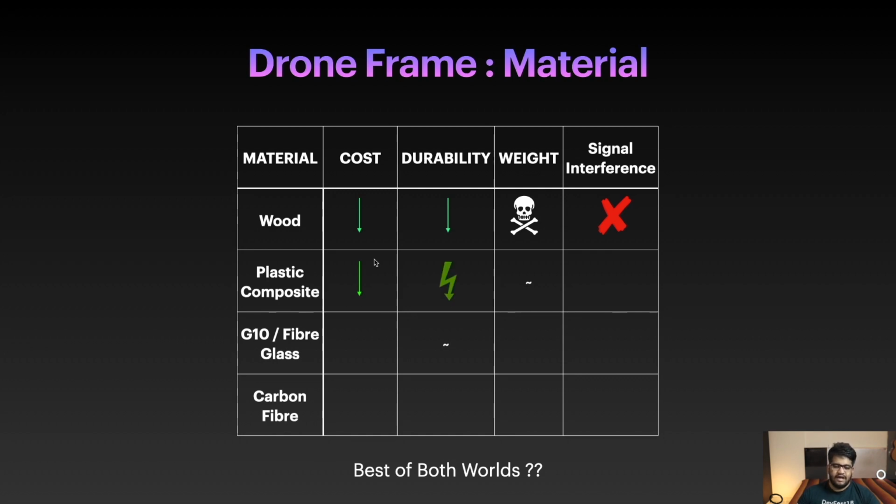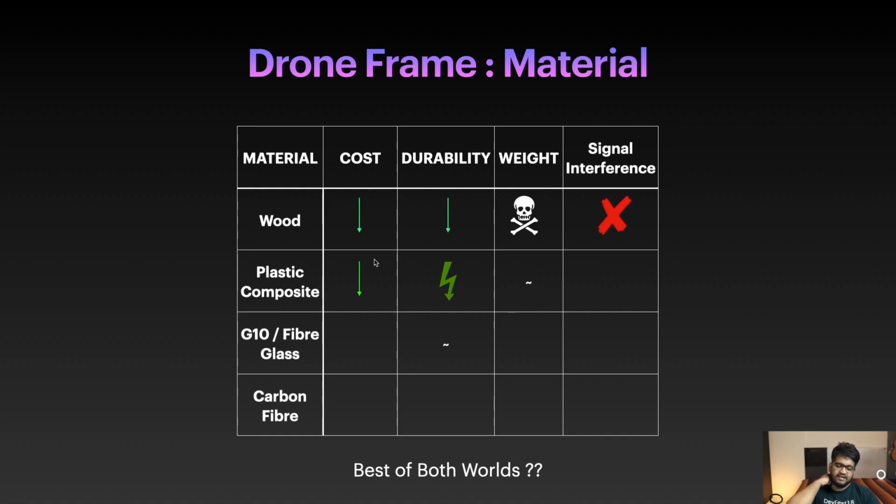I have seen some plastic frames floating in the market, and even in drone racing we are using plastics to reinforce the frame. And the plastic I'm talking about is TPU. It's a flexible plastic, so it doesn't break. And yes, they are being used and they are quite durable, so that is a good thing with the plastic composite.